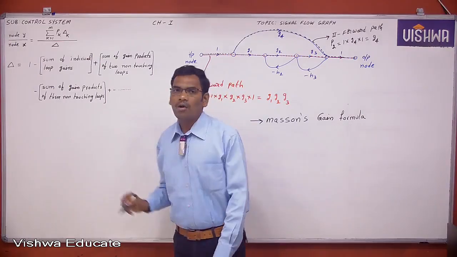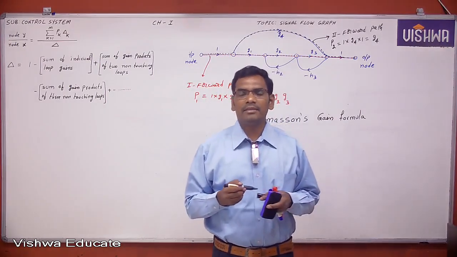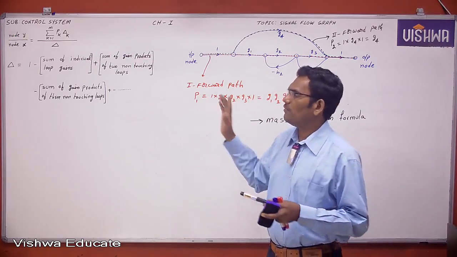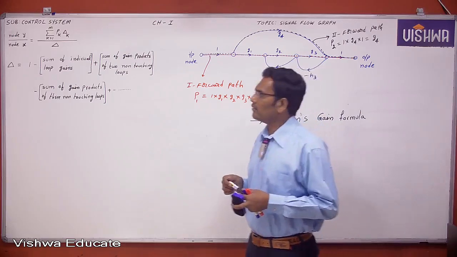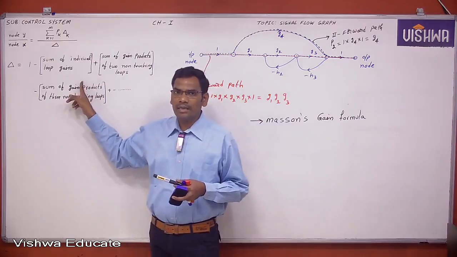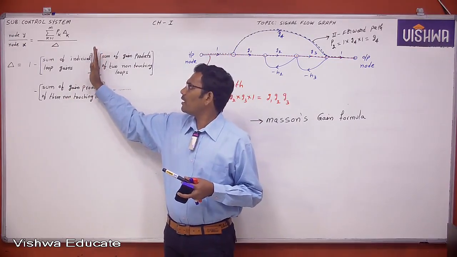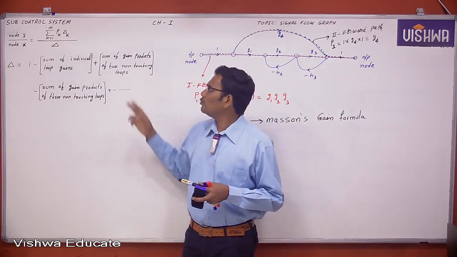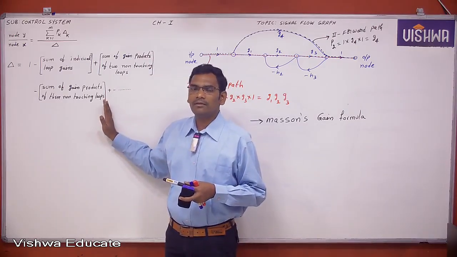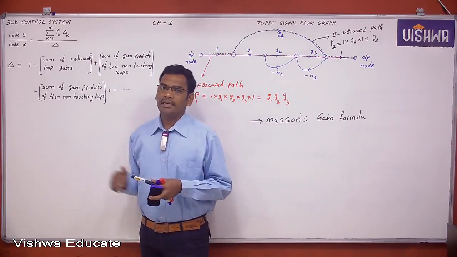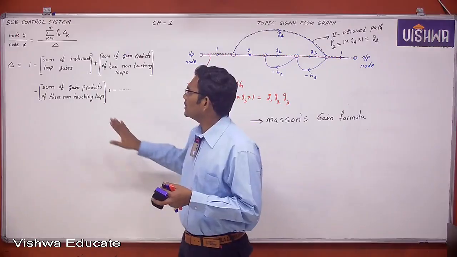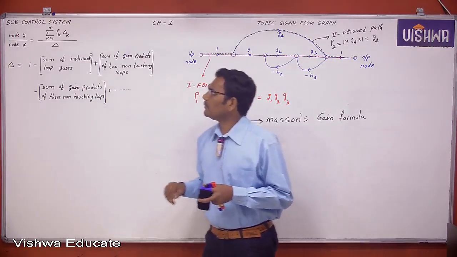Like that, depending on how many non-touching loops there are in your signal flow graph, you continue the formula up to that point. Suppose there are no two non-touching loops and only individual loops are available, then you wind up the formula at that point. If there are two non-touching loops, wind up there; three, close there. This is the delta formula, alternating minus and plus. So this is delta.